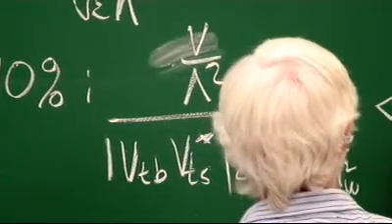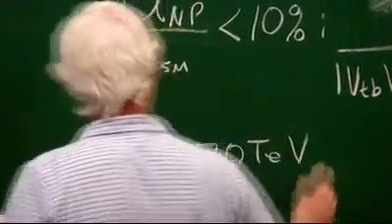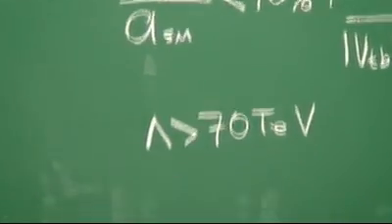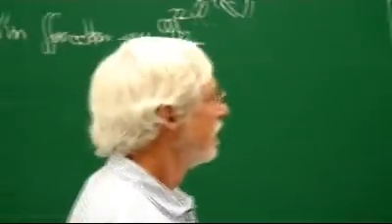And if I say that this is less than 0.1, I can get a bound on lambda. Lambda has to be bigger, and I plug this into a calculator, and I'm really bad at that, so someone should check it. But I got that number just by plugging in those numbers. I actually kept the square root of 2. So if you get something different, it's different by the square root of 2.